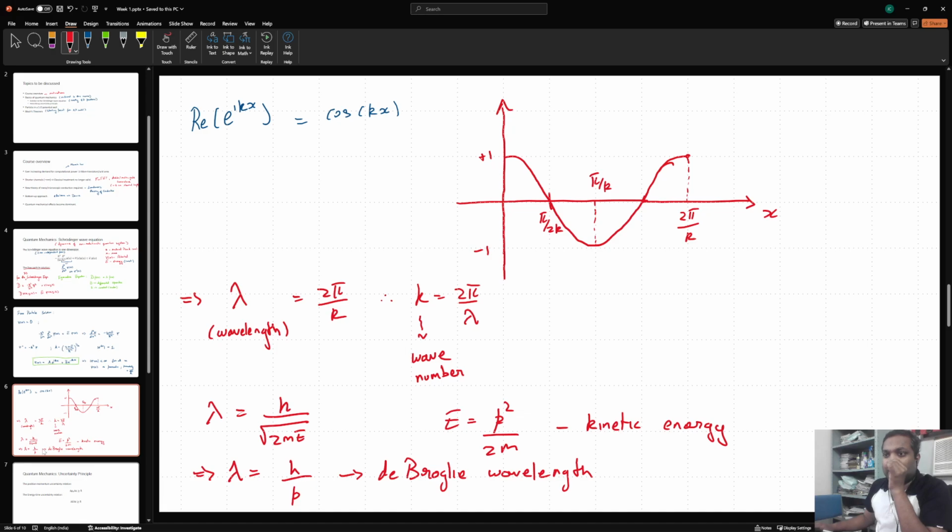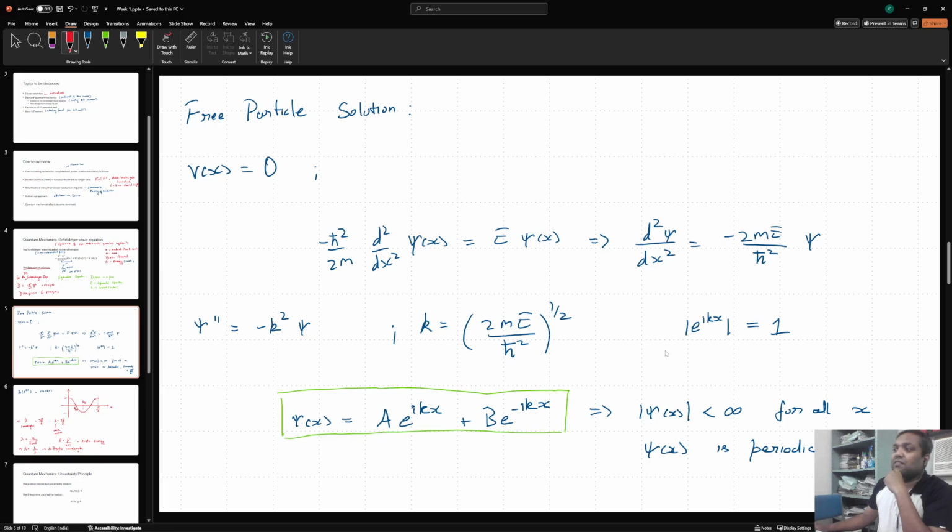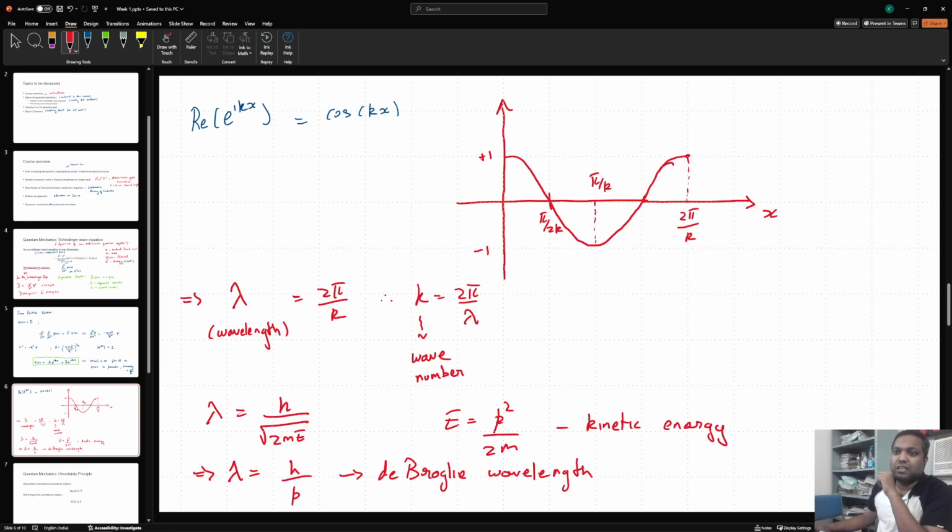So now we have taken the idea of a free particle. We have seen a couple of properties of this free particle solution, and from that we have also derived the wave number and the wavelength, and these are things that will become relevant down the line.